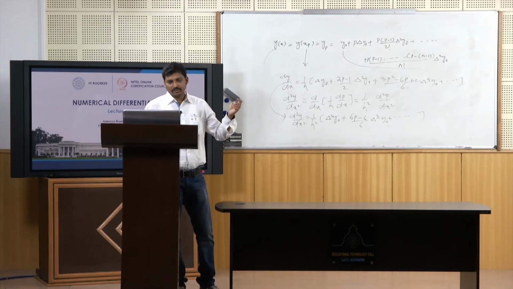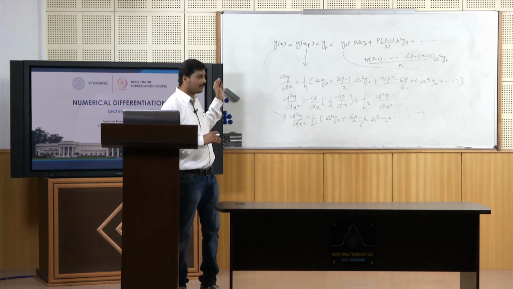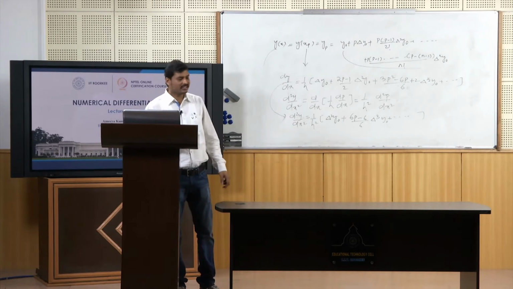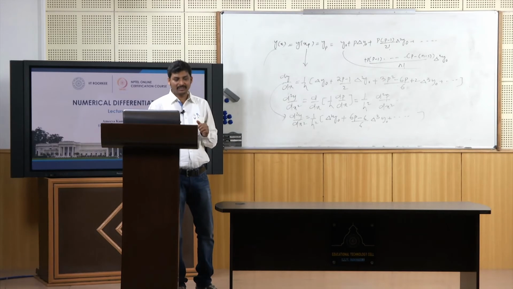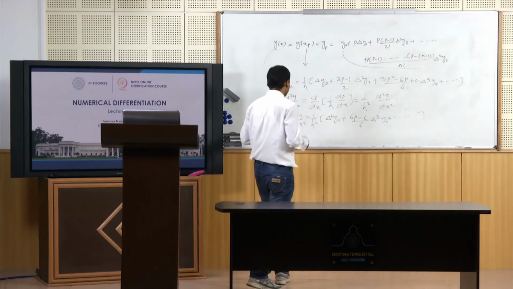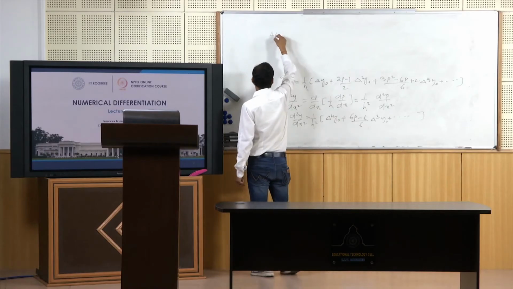So, if this tabular point is asked to compute the derivative exactly at the nodal points, this means that if it is asked to compute at x equals x0 or x equals x1, we can find that at that point exactly p equals 0. Then we can reduce these formulas. Suppose it is asked to obtain the derivative at x equals x0.